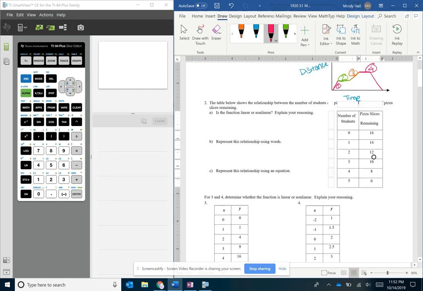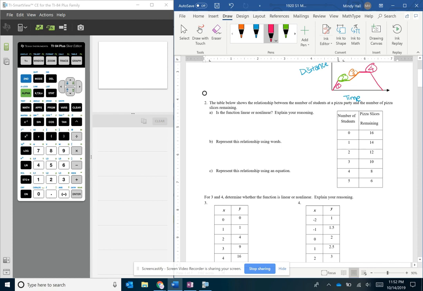For number 2, we have a table that shows the relationship between the number of students at a pizza party and the number of pizza slices remaining. First we want to know if the function is linear or nonlinear. My independent variable is just going up by 1 every time: 1, 2, 3, 4, and so on. But my pizza slices remaining, first we lose 2, 14 to 12 is another minus 2, and we are losing 2 more every single time another student comes. Because this is a constant rate of change, this is linear.